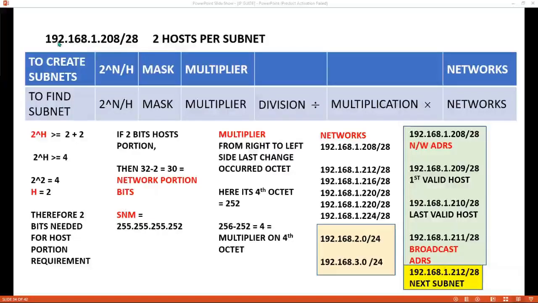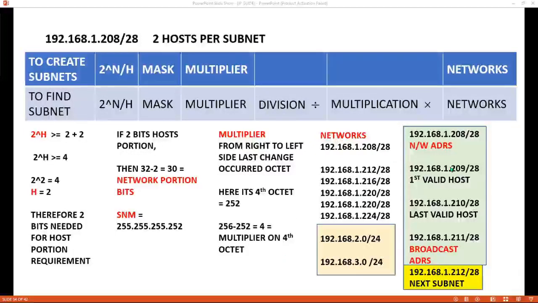So you can see 192.168.1.208/28, 2 hosts per subnet. So I can do the same calculations. H equal 2 means n equal 30 and 252 is the subnet mask. From that you can find the multiplier, which is going to give me 256 minus 252 is 4 in the 4th octet. So again I can write the networks, right?